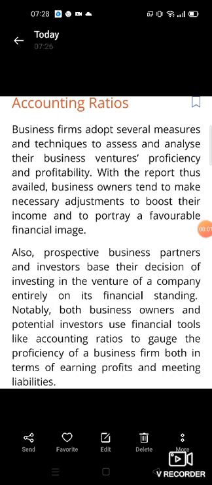Good morning, class 12. The name of the chapter is Accounting Ratio. It should belong with your accountancy chapter.